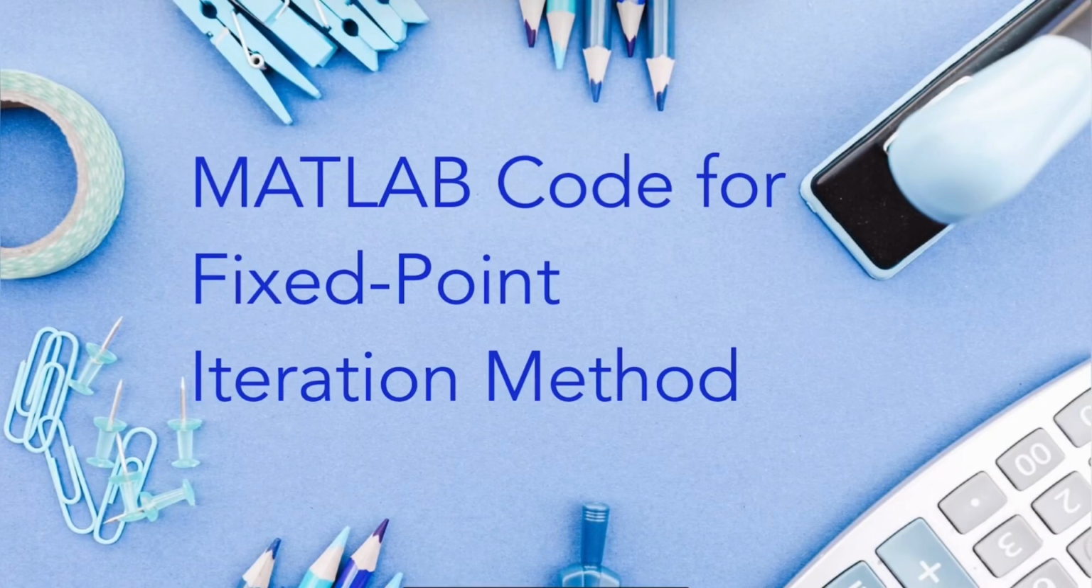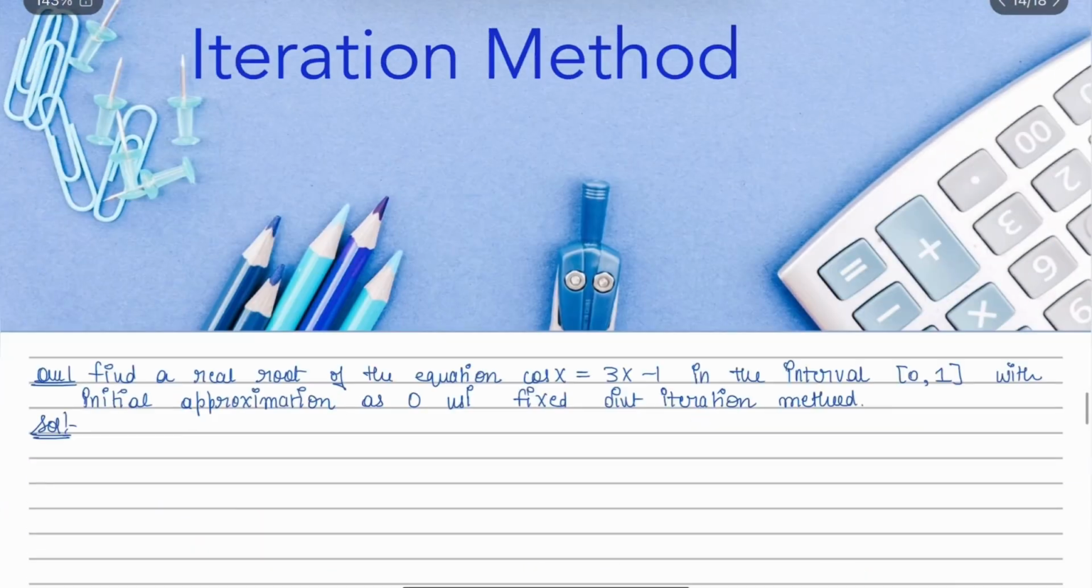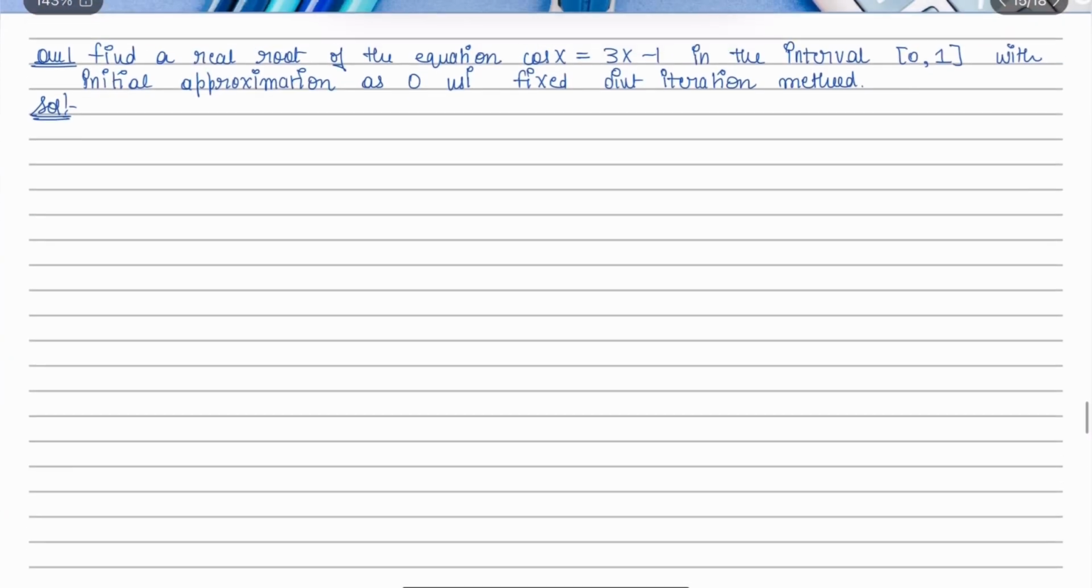Hello everyone, in the previous video we have seen what is fixed point iteration method. In this video we will try to code that same method in MATLAB. For that we will be given a question in which we have to find the real root of the equation, and the initial interval and the initial approximation is already given.